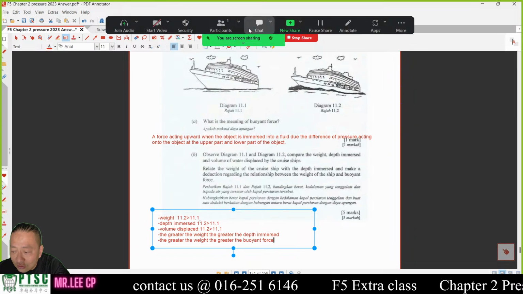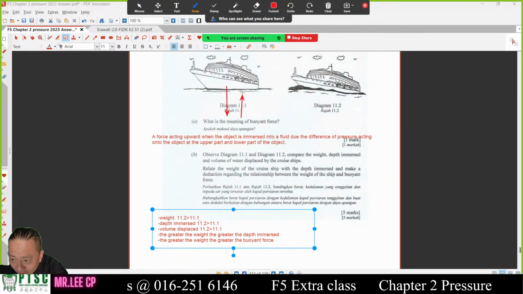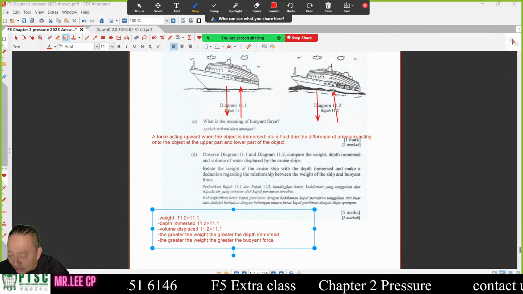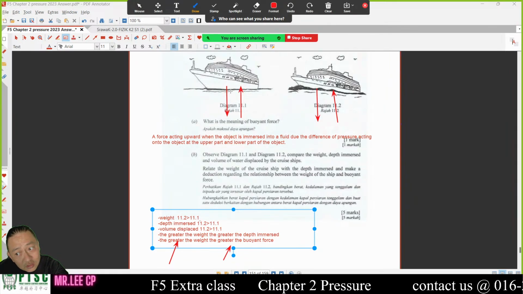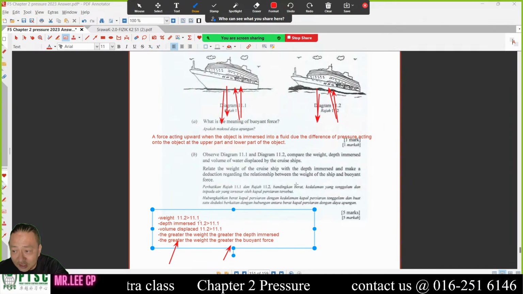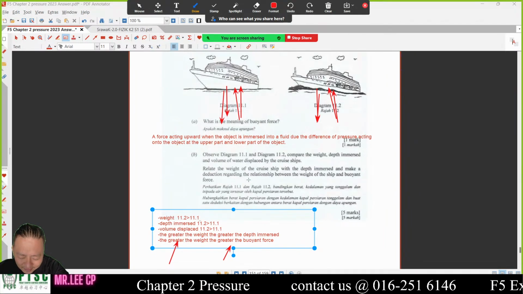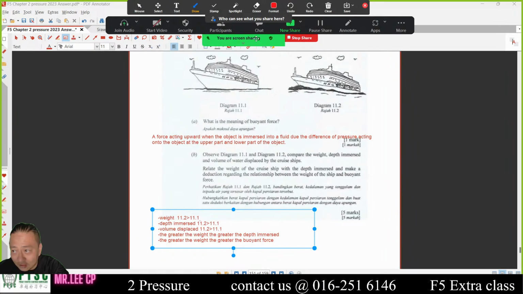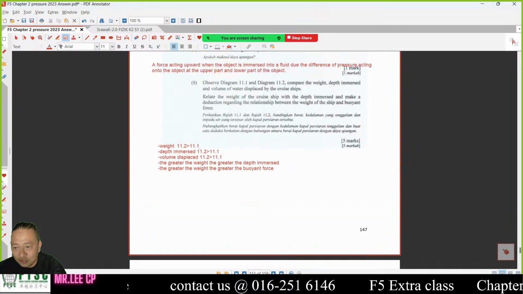Some of you said the weight and the buoyant force are equal. Yeah, I know equal, but they want these two diagrams, this one and this one. So you have to write: the greater the weight, the greater the buoyant force. They want to compare these two diagrams. Make sure you write it. But some of you, I still mark you correct lah, but you should not do it again. Alright, this one is 5 marks for free. You have to get it.